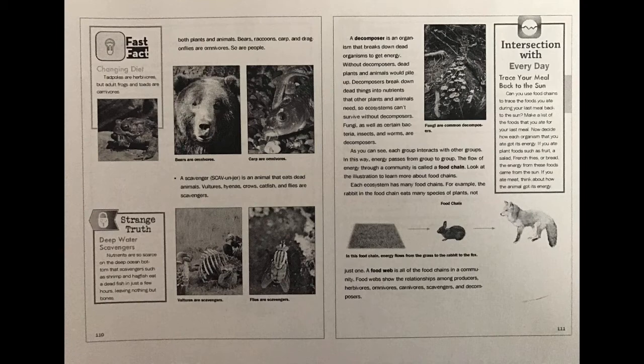Okay, so that would build into a food web, which is what I'm going to show you on the next page. But don't look yet, we have to finish this page first. Each ecosystem has many food chains. For example, the rabbit in the food chain eats many species of plants, not just one. A food web is all the food chains in a community. Food webs show the relationships among producers, herbivores, omnivores, carnivores, scavengers, and decomposers.